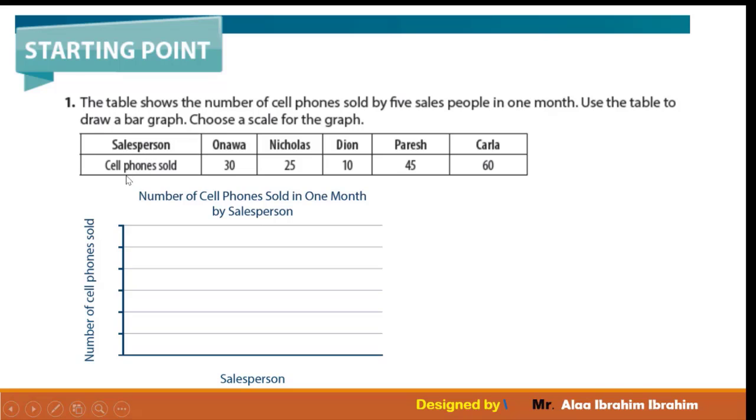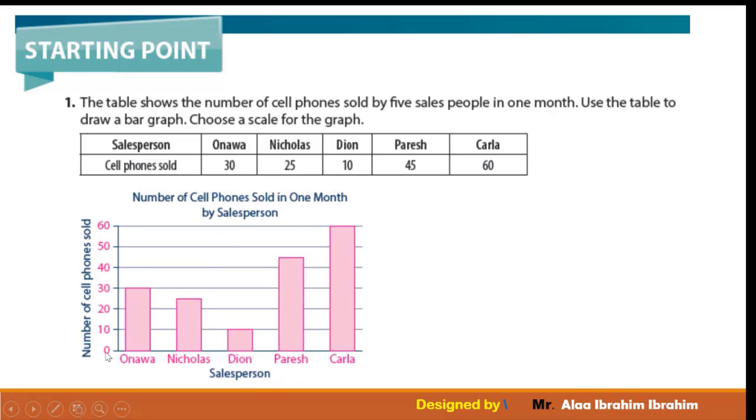Salesperson here, and we have cell phones sold. So we are dealing with numbers and names. How to represent this? The number is always vertical, and the names or descriptions for something will be at the bottom. So I have to represent it in this form.